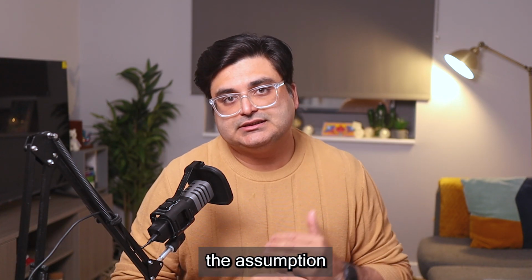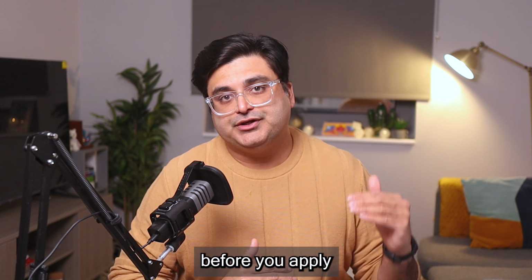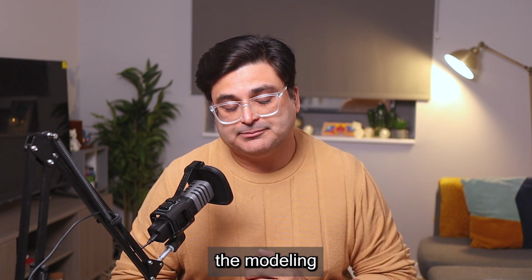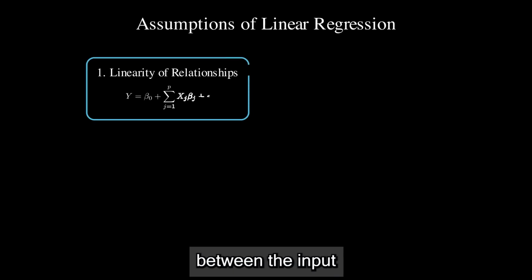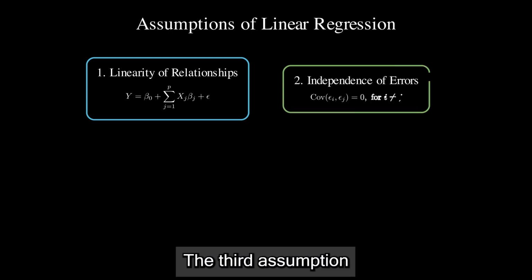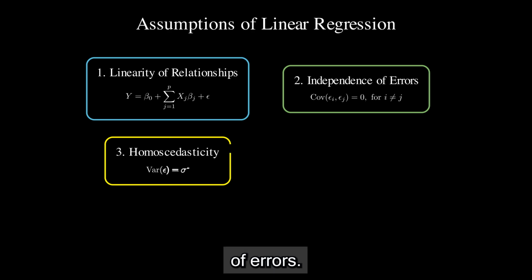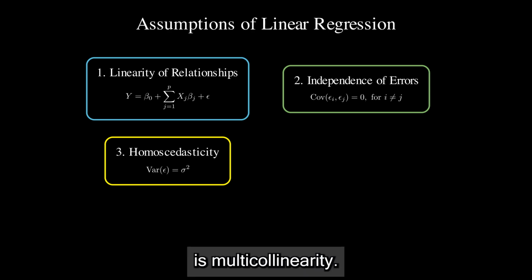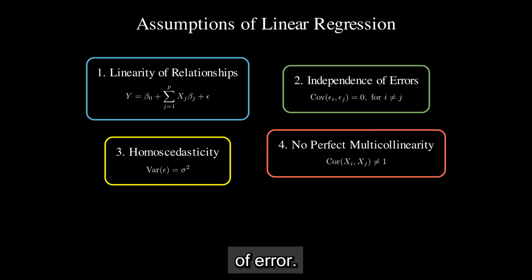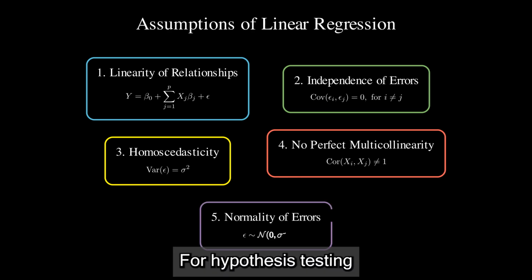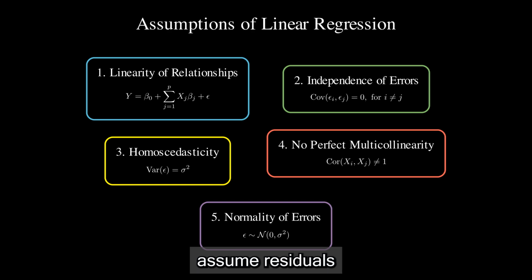These are the assumptions that you should check before you apply the modeling. The first is linearity. It assumes a linear relationship between the input and the output. The second assumption is the independence of errors. The third assumption of linear regression is the constant variance of errors. The fourth assumption is no multicollinearity. The fifth assumption is the normality of errors. For hypothesis testing and confidence intervals, we assume residuals are normally distributed around 0.